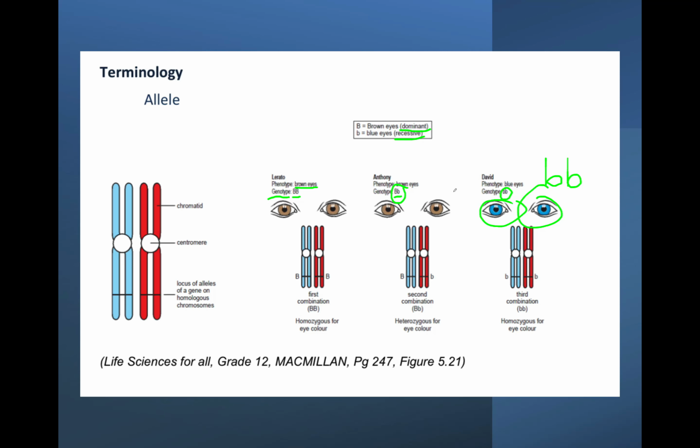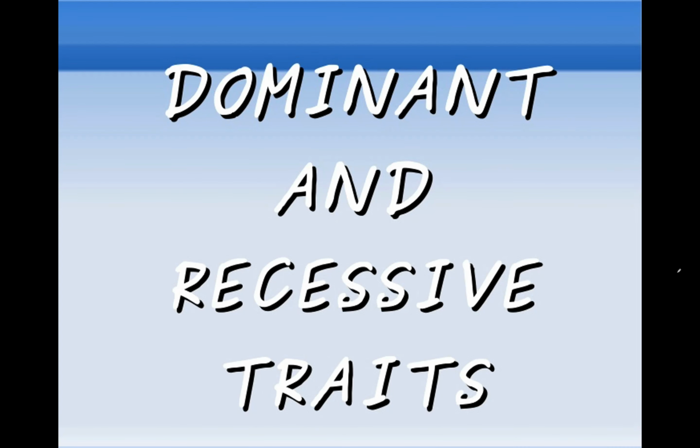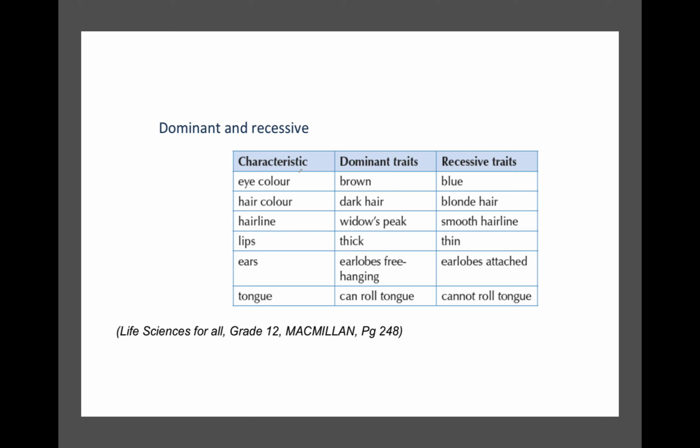Let's look at some of the examples of dominant and recessive characteristics in our bodies. Let's take a look at some of the dominant and recessive traits. Let's look at the characteristic of eye color, right? The dominant trait would be brown eyes, while the recessive will be blue eye color. When it comes to the characteristic of hair color, the dominant trait can be the dark hair, while the recessive trait can be the blonde hair.